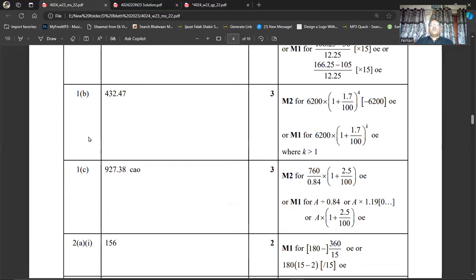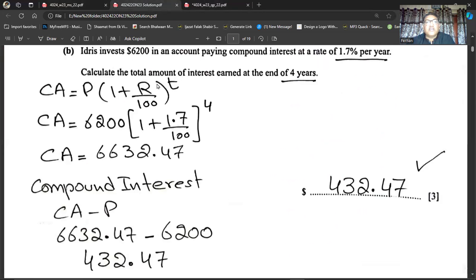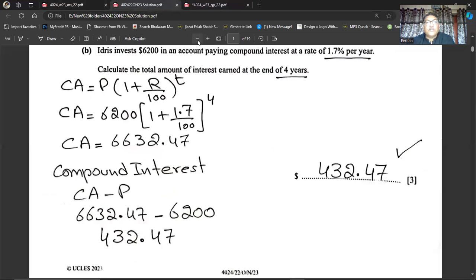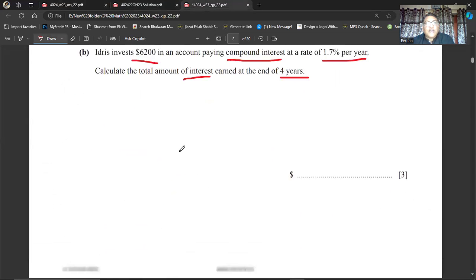So the marking scheme is showing up on your screen. Question number 1B part, our answer is right. This is our solution, and I hope you understand this. Okay, so we are going to the next question.